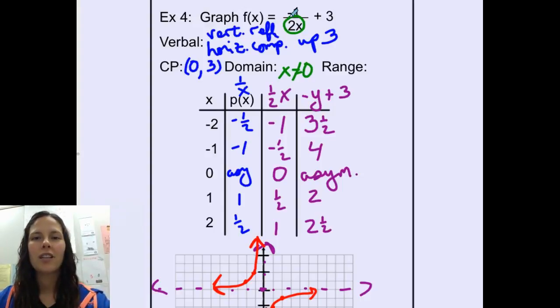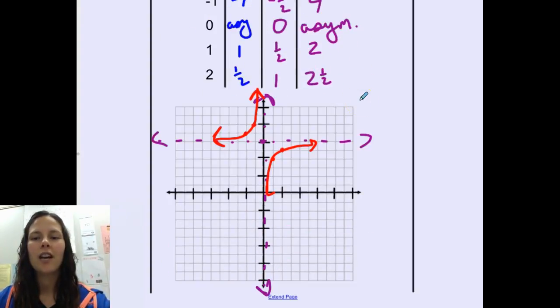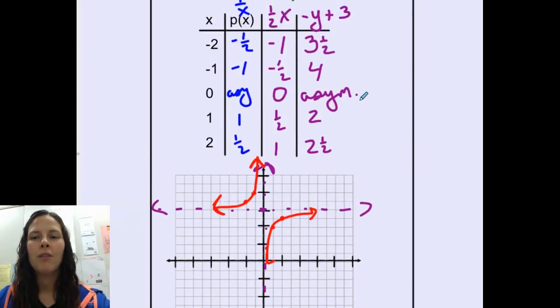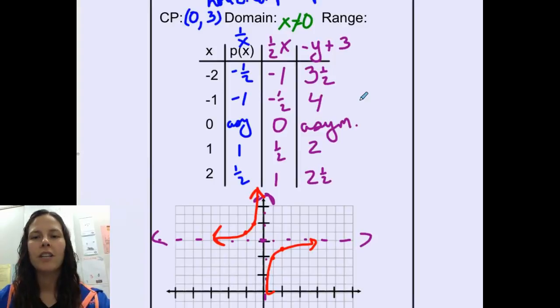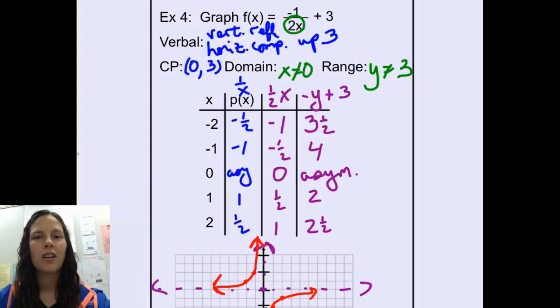And finally, our range, thinking about sliding a horizontal line along our graph. The only place it would not touch is along that asymptote as well, which was at y equals 3. And no U-tries on this one again.